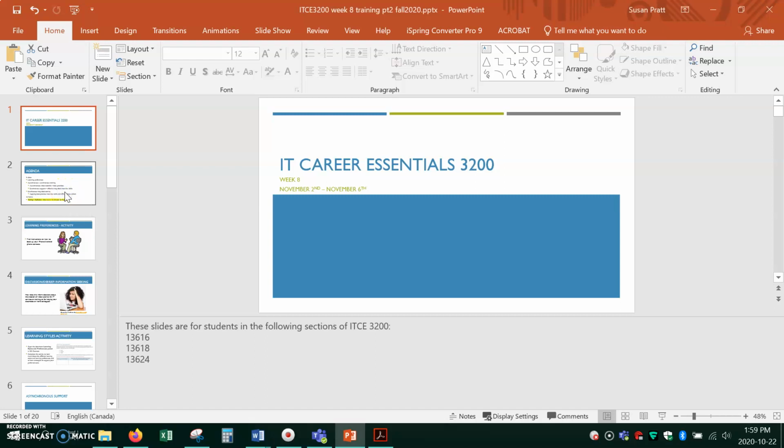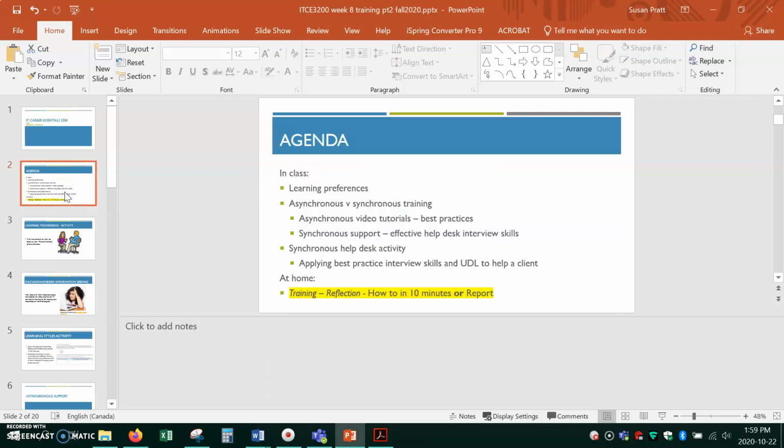So this week we're going to be continuing our unit on training: how to make sure your training resources and services support all of your learners, and that they're effective and well designed, they address AODA, and they incorporate universal design for learning strategies to make sure they're accessible.